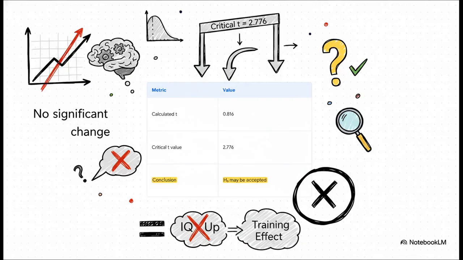The results are pretty clear. Our calculated t-value is 0.816, and that doesn't even come close to clearing that critical hurdle of 2.776. So even if a couple of people's scores went up, the change overall just isn't strong enough to be called significant. We have to conclude the training didn't have a real measurable effect.